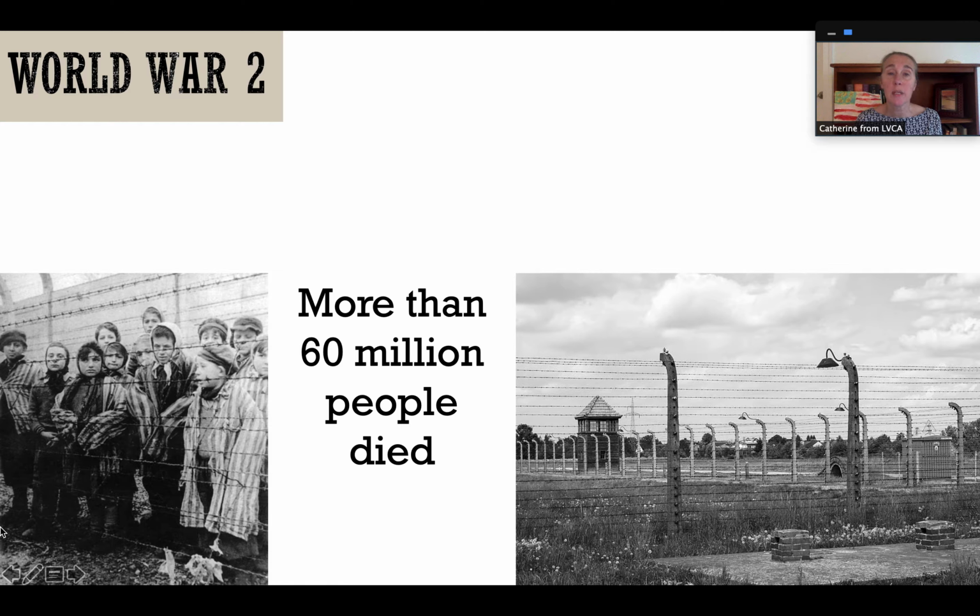More than 60 million people died in World War II, including 6 million who died in the Holocaust. The German government took over 6 million people to live in these camps, these prison camps or labor camps, and killed them in order to kill people from different groups. They killed people who were Jewish, they killed people from other social groups and ethnic groups.